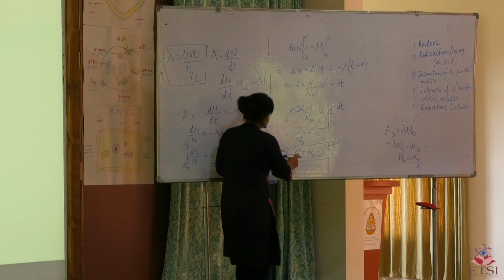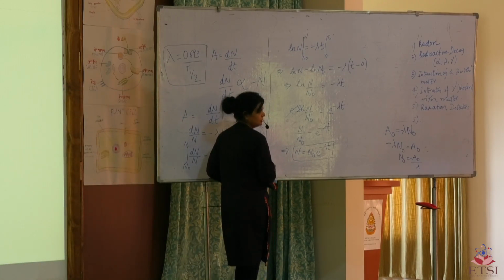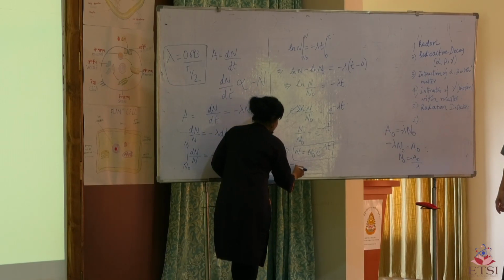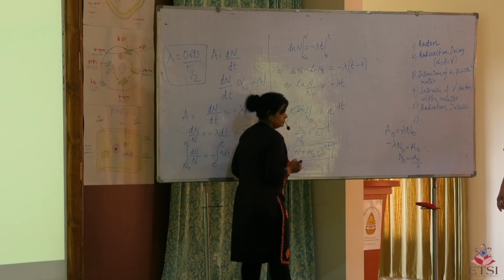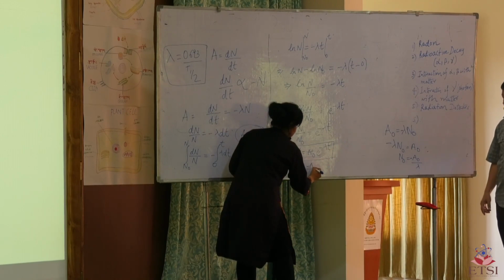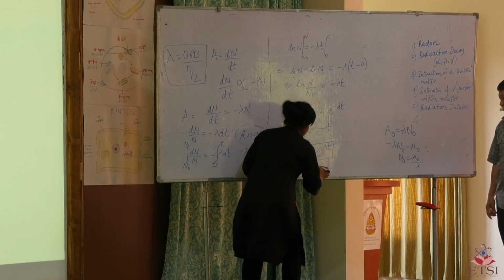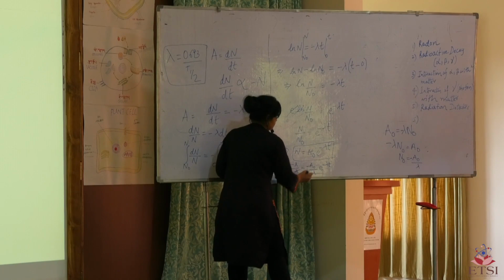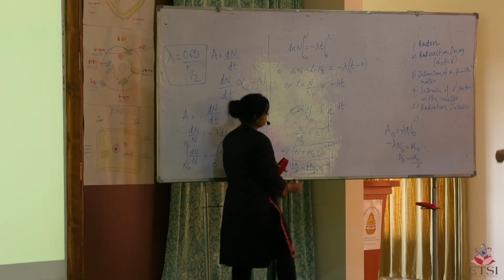Okay, let's put the values. Minus A over lambda, minus A naught over lambda. This will be the same. This cancels, negative sign cancels. What do I get?